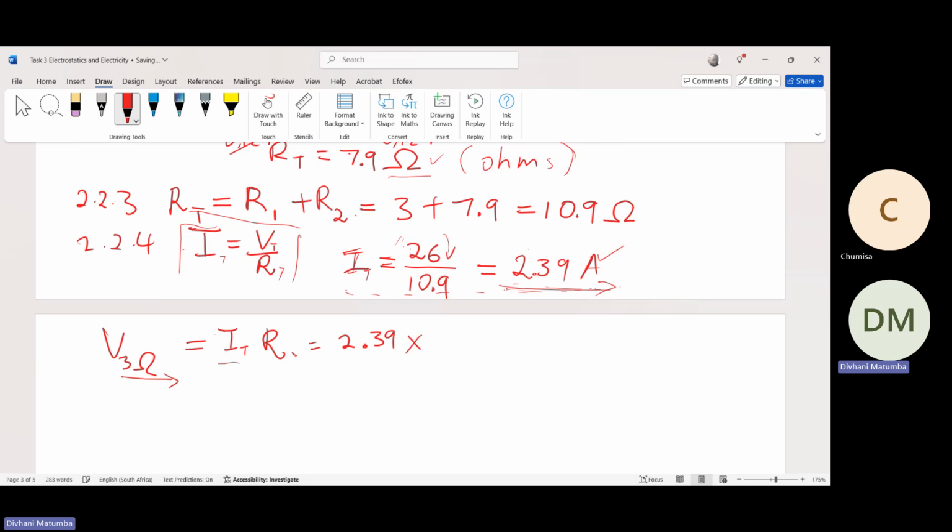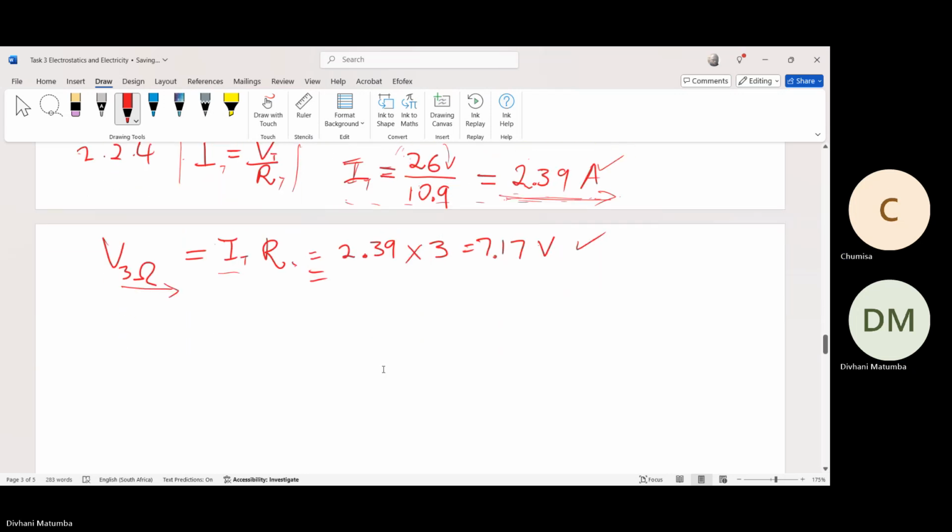2.39 times what is the resistance? 3 ohms, sir. So how much are we going to get there? 7.17. Did you get the same? Yes, sir. Then what is the unit of voltage? It's V, sir. V, volts, yes. Perfect. Okay.